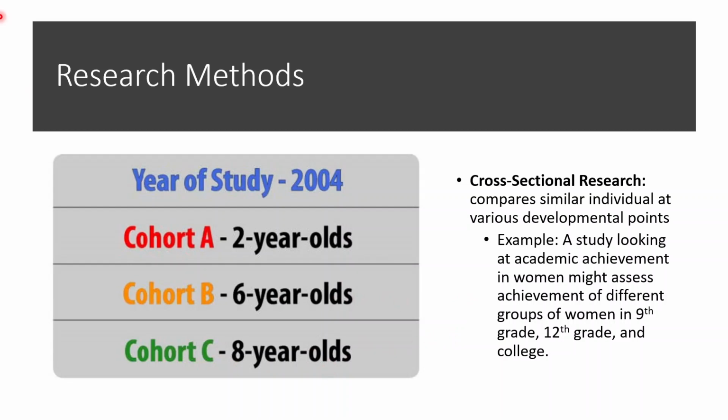Another example here, say once again, I'm looking at academic achievement in women. So I'm going to assess achievement in a specific group of 9th graders, a different group of 12th graders, and then another group of college students, all at the same time. Cross-sectional research can also help us establish a developmental trajectory. Each approach here has its own limitations and its own strengths.